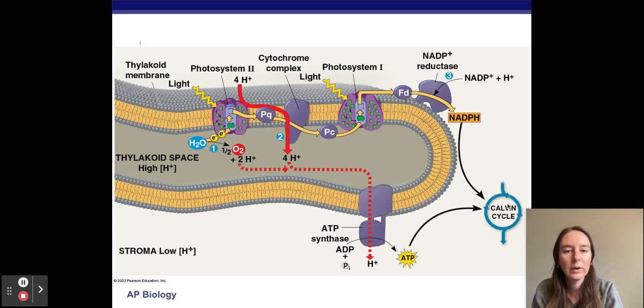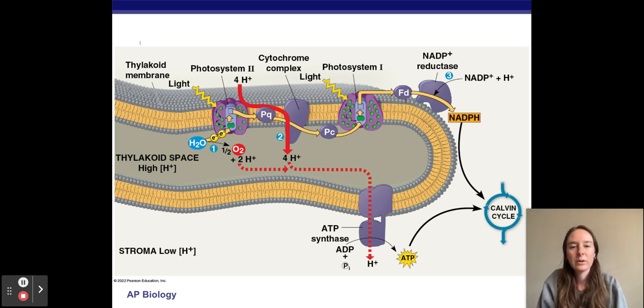So really the whole point of the light-dependent reactions is to convert solar energy into chemical energy in the form of NADPH and ATP, right? So these molecules now are holding the energy that was originally in the sun, and that's going to be like the battery packs to power the Calvin cycle, which we'll look at next time.